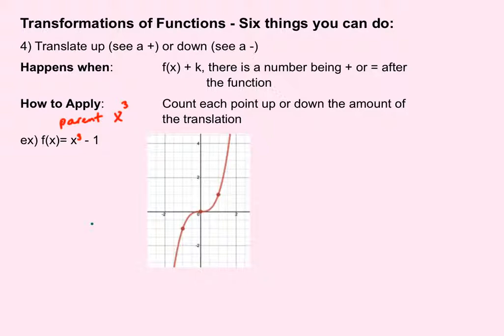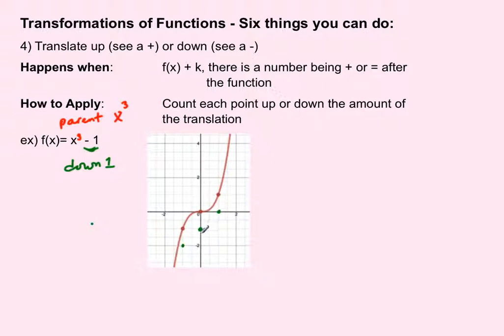Okay, so now this thing outside, it's minus. So this is telling me my whole graph is going down 1. So I'm literally going to take each of these points and count them down 1 and put my new point. Down 1, new point. Down 1, new point. Now this is the trickiest one to graph.